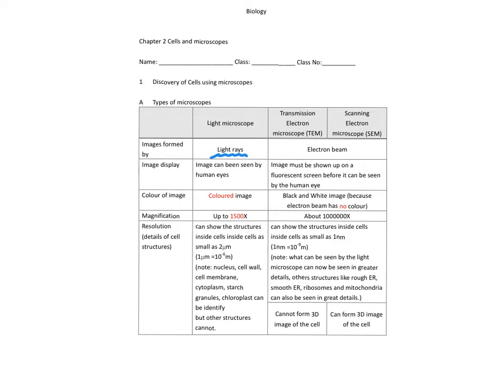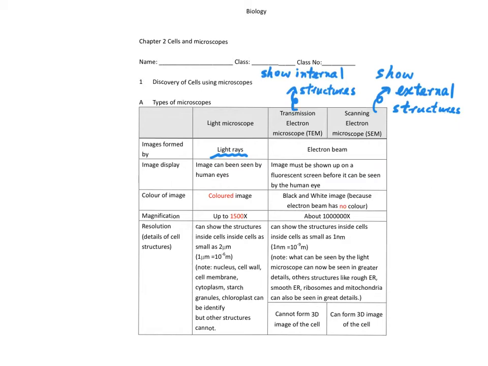For electron microscopes, there are two types. The first one is the transmission electron microscope. Here, an electron beam passes through a very thin slice of a specimen to form an image. Therefore, it can show internal structures of a specimen. The scanning electron microscope involves electron beams scanning over the surface of a specimen to form an image. Therefore, it shows external structures of a specimen.